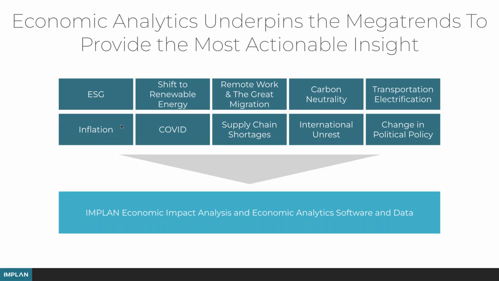So things like ESGs, shift to renewable energy, remote working, the great resignation, or some of the layoffs that are happening now, certainly carbon neutrality, the EV transformation, inflation, COVID, supply chain shortages, international unrest, change in policy, which is certainly applicable this week with the news on Silicon Valley Bank. And for years, we've been providing our clients the ability to make better decisions, steer policy, understand incentive packages, perform research, and many, many more things.